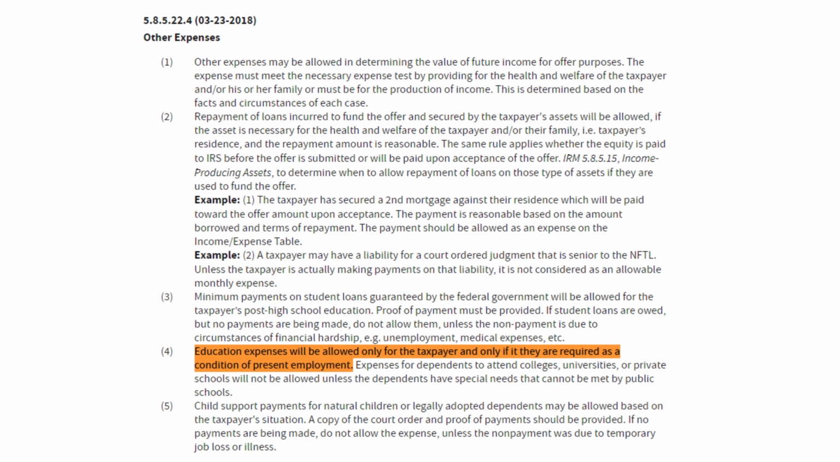So the IRS guidance says that education expenses are only allowed if they are required as a condition of present, not future, present employment. For example, your job says, hey, you need to get this degree or this certification right now. You need to enroll in this program right now, or you're going to lose your job. That is clearly required for your present employment. In that case, your education expenses would be fair game.